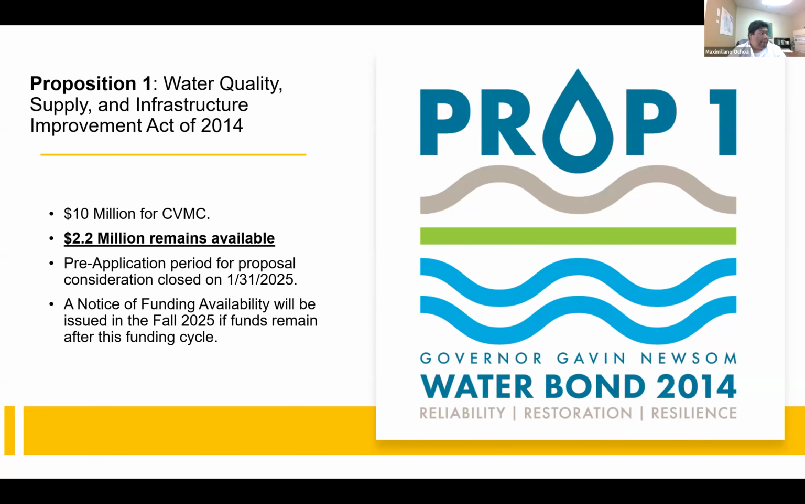The second funding that we have is the Prop 1, which is the Water Quality Supply and Infrastructure Improvement Act of 2024. The Conservancy received 10 million for projects related to water infrastructure and water restorations. The Conservancy currently does have 2.2 million remaining. This is one of the grants that unfortunately does have a deadline.